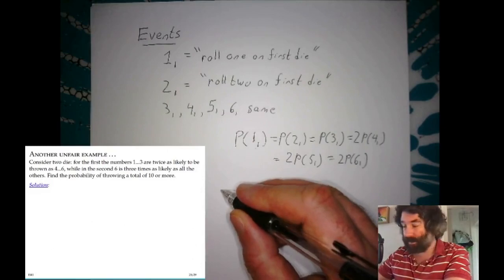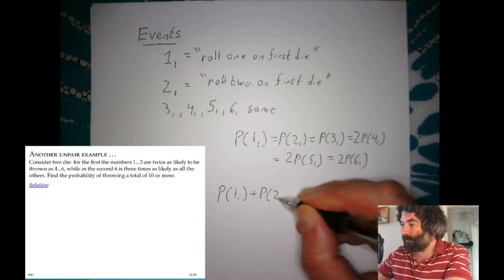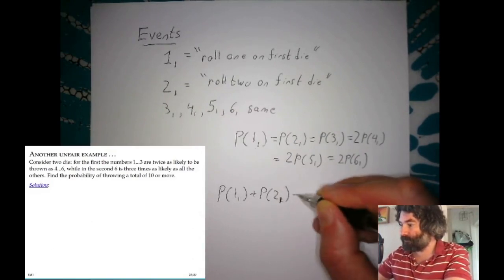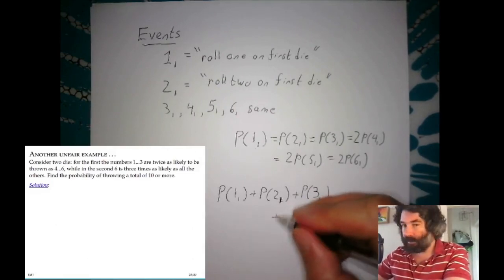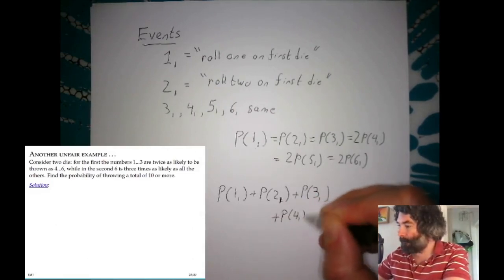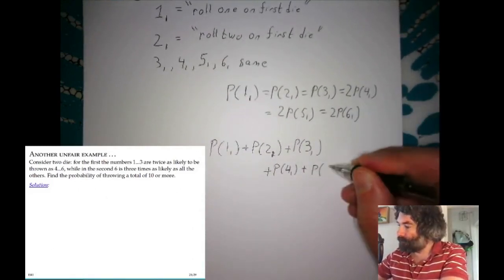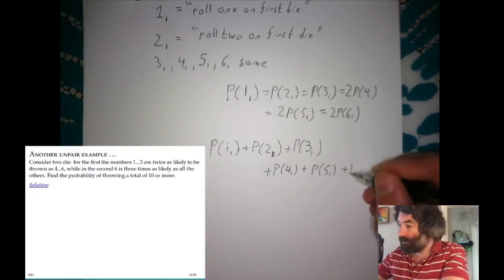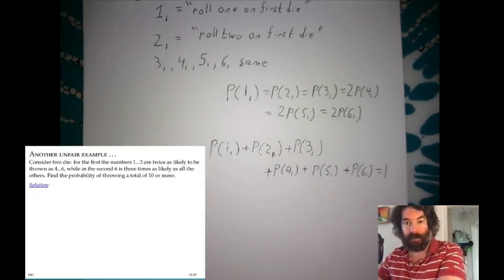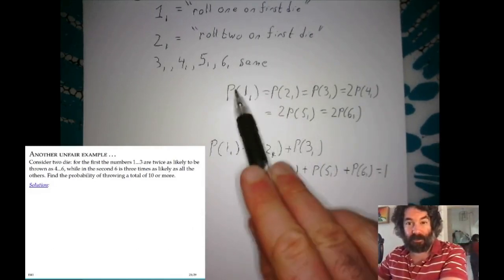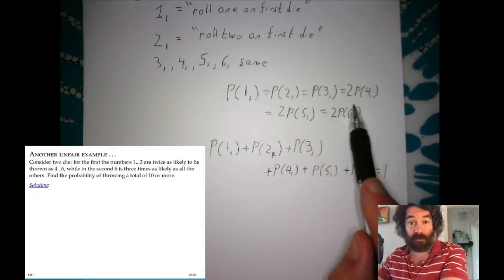And so, because of that, we get the probability of rolling 1, plus the probability of rolling 2 on the first die, plus the probability of rolling 3 on the first die, plus the probability of rolling 4, plus the probability of rolling 5, plus the probability of rolling 6. Those all have to sum up to 1. All right, now let's use these equations here in order to solve for, say, the probability of rolling 4 on the first die.